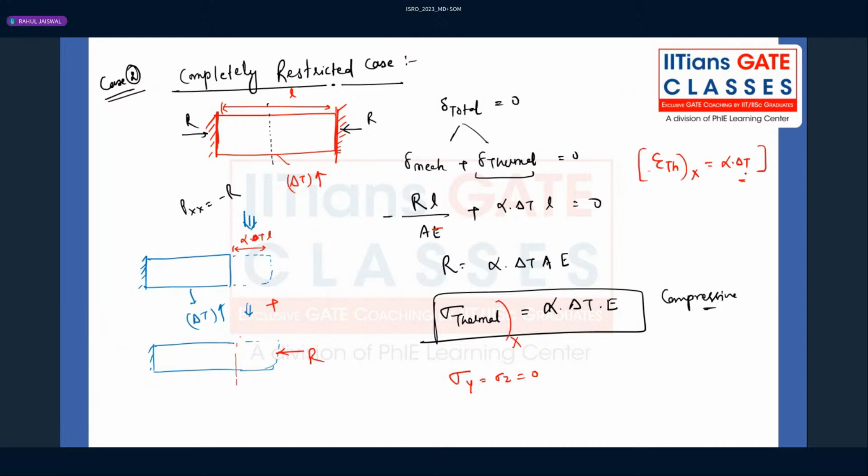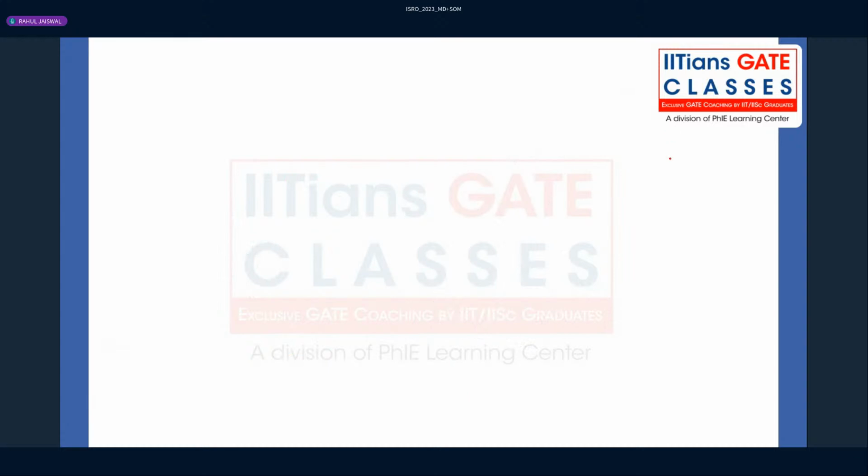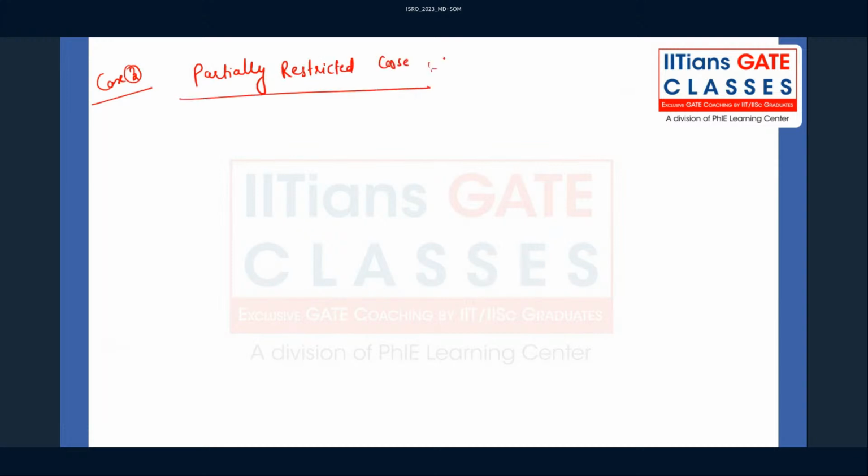So today we learned some good things about the stress and strain diagram, and then we learned about the endurance strength. Now we will talk about case number three, the partially restricted case.